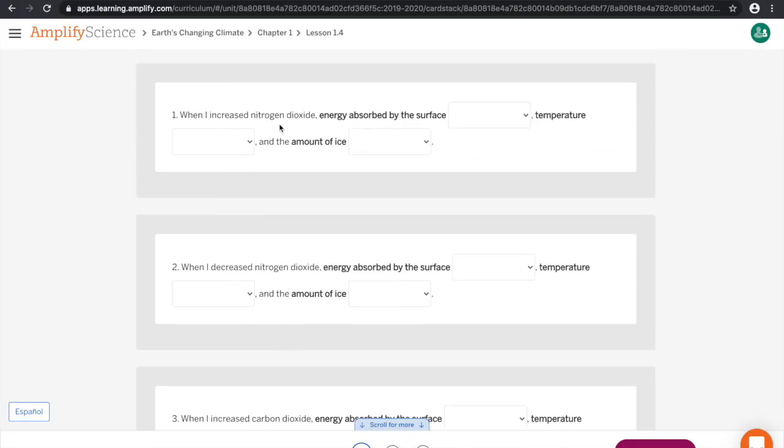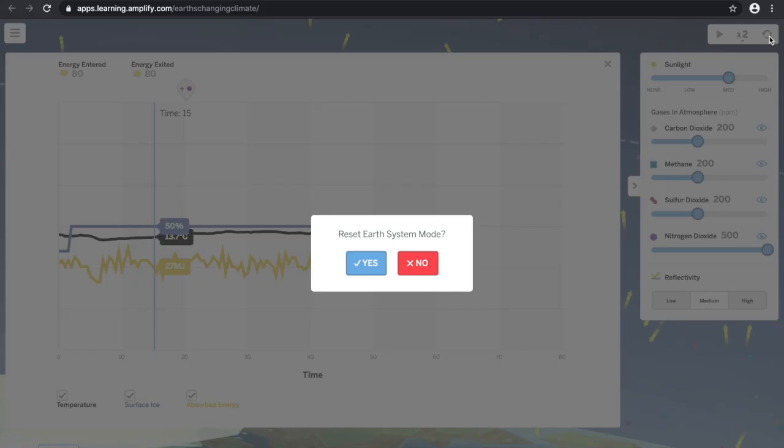When I increase the nitrogen, energy absorbed by the surface did not change. Temperature did not change, and the amount of ice did not change. So adding more of this substance didn't actually change anything with the ice. There was no change.